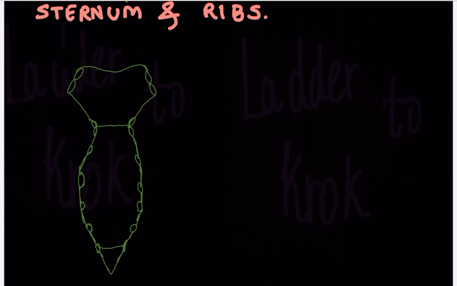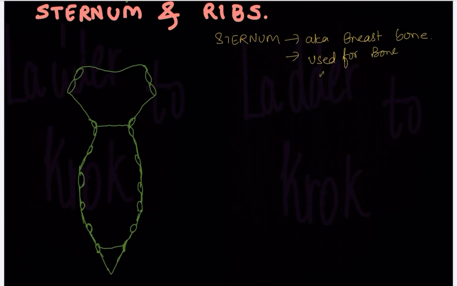First let's know about the sternum. The sternum is also known as the breastbone. From the first video I have already named the sternum a lot of times, so now let's know about this in detail. You have to remember that it is used for bone marrow aspiration, especially in case of leukemia. Leukemia is a cancer of your blood forming tissue.